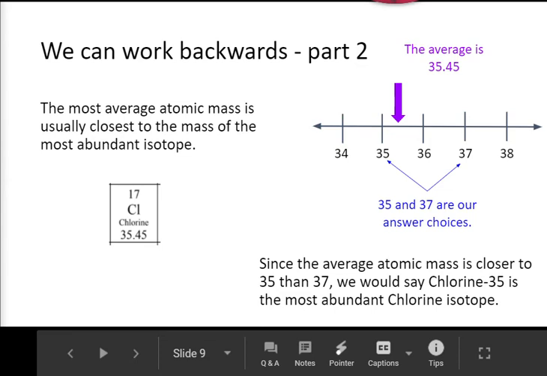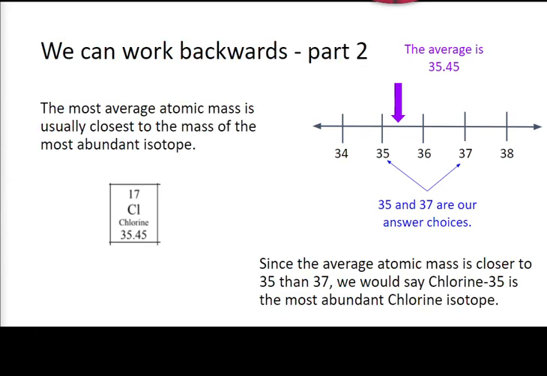So just like with the four students in our earlier example, the average is going to be closest to the number that there is the most of. So our options here are 35 and 37, and we need to figure out if the average is closer to 35 or closer to 37. I find that the easiest way to do this is with the number line. It helps me visualize the process that I'm going through.